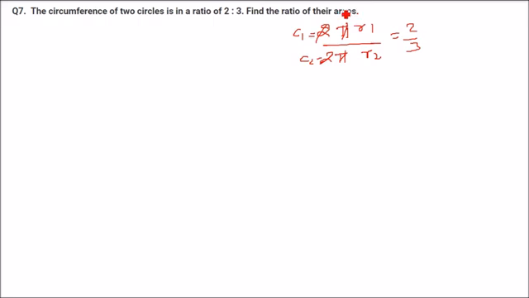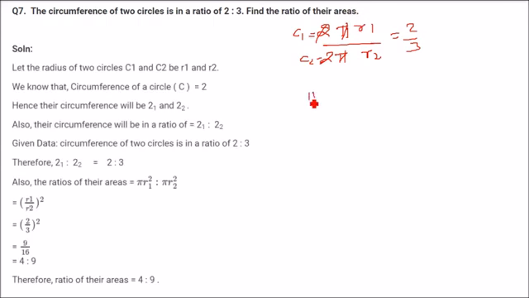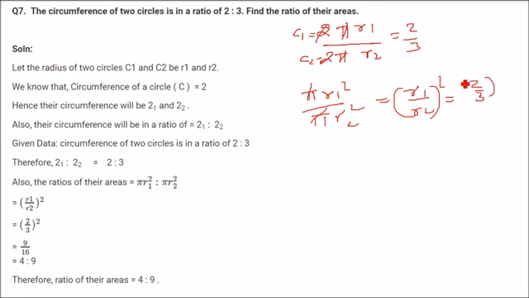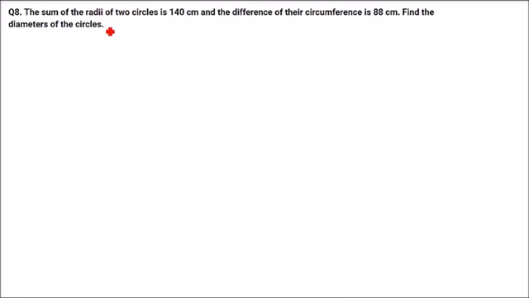Now we have to find the ratio of their areas. So the ratio of their areas is nothing but pi r1 square by pi r2 square. Now the pi cancels, so we have r1 by r2 whole square. But we know r1 by r2 is 2 by 3. So I just take the square, and this is going to be 4 by 9. So the ratio of their areas will be 4:9. This is the answer.